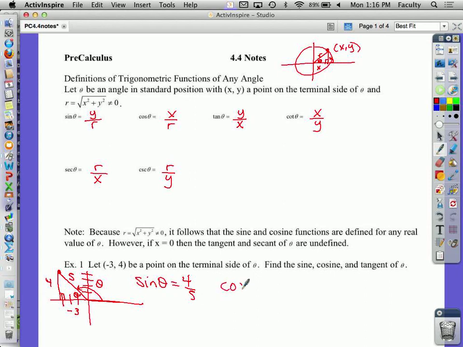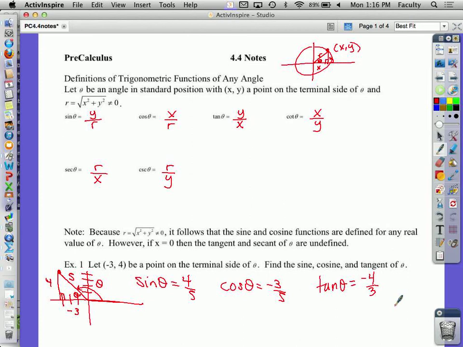It says find cosine theta. Well, the reason why I put the -3 there is because then that'll take care of that cosine's negative. And then the third one they've asked us for is tangent theta. It's 4 over -3, but remember, in a fraction we always keep the negative in the numerator. Okay.